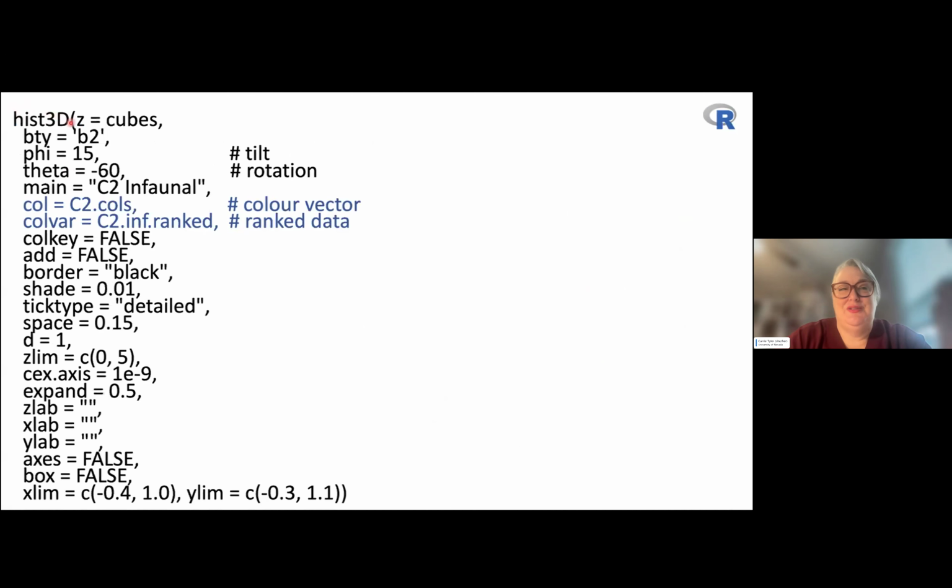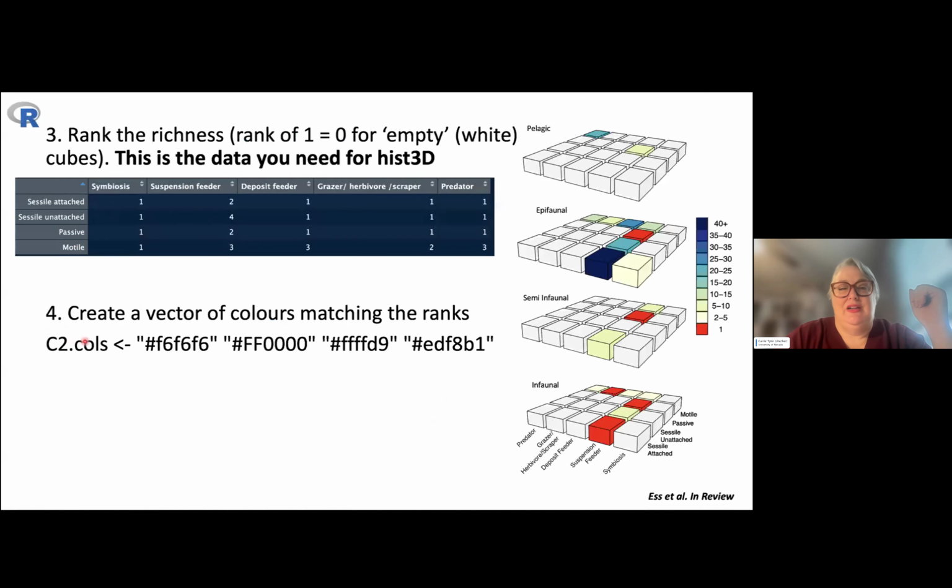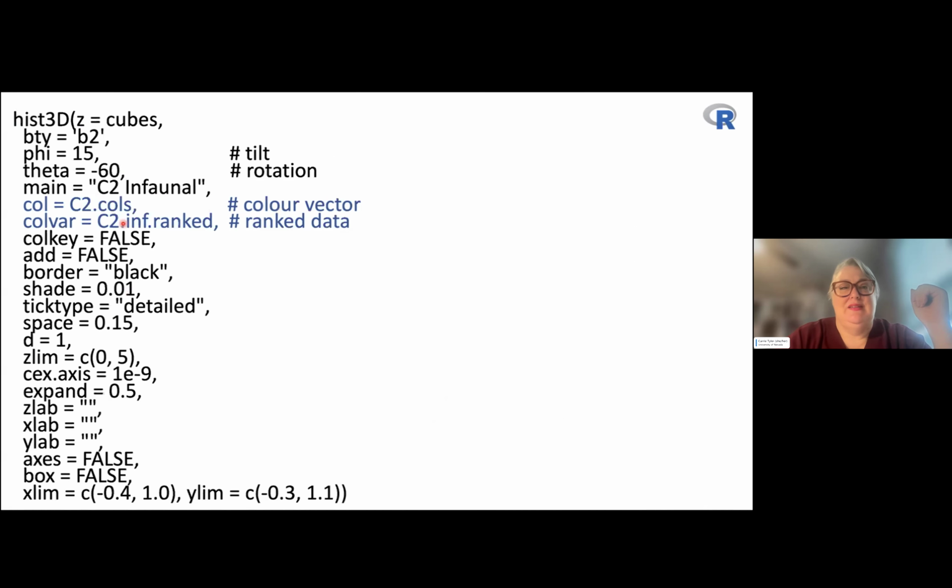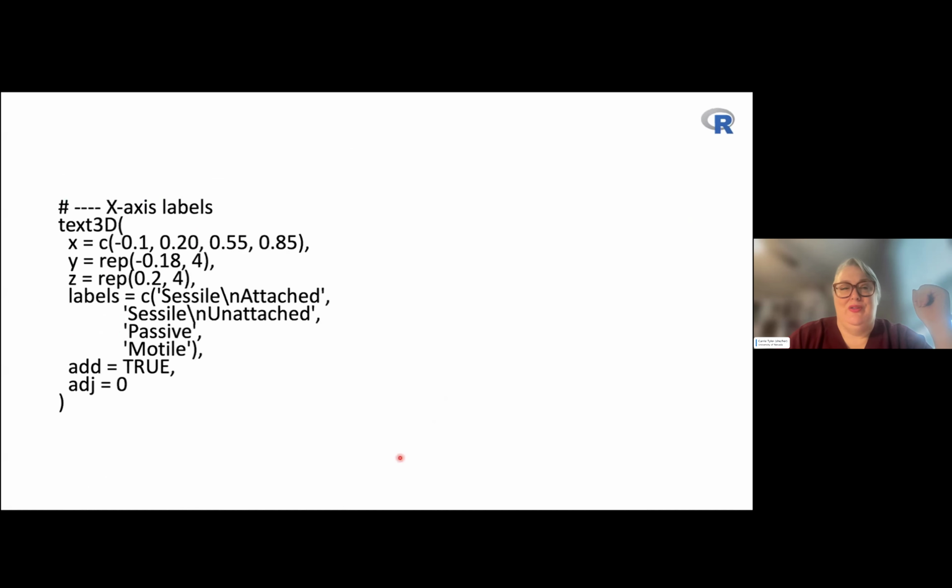This is the hist3d function, these are the sort of names for each of our sets of cubes. And again, here's our color vector, right? I named it C2 colors. C2 is one of the sequences that we're looking at here. And then here's the ranked data. So color var is actually the data input here. And then everything else that's required just to make one of those sets of cubes.